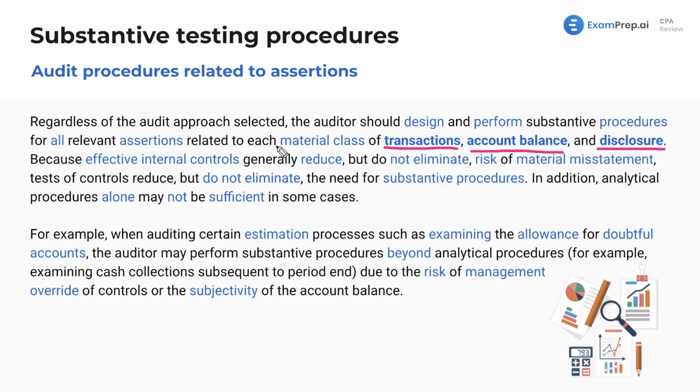Regardless of the approach selected, the auditor should design and perform procedures for all relevant assertions, each material class. So every one of these that's material. So if the company is a multi-billion-dollar company and they've got $100 of interest income, you're probably not going to test that. Let's be honest. It's not very material there.